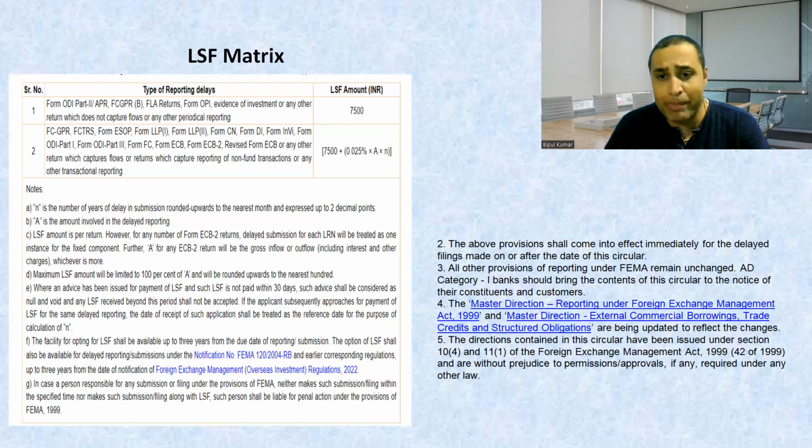AD Category 1 banks should bring the contents of this circular to the notice of their constituents and customers. The Master Direction on Reporting under FEMA and the Master Direction on ECB, Trade Credit and Structured Obligations are being updated to reflect the changes. The directions contained in the circular have been issued under Section 10(4) and Section 11(1) of FEMA and are without prejudice to permission or approval, if any, required under any other law.